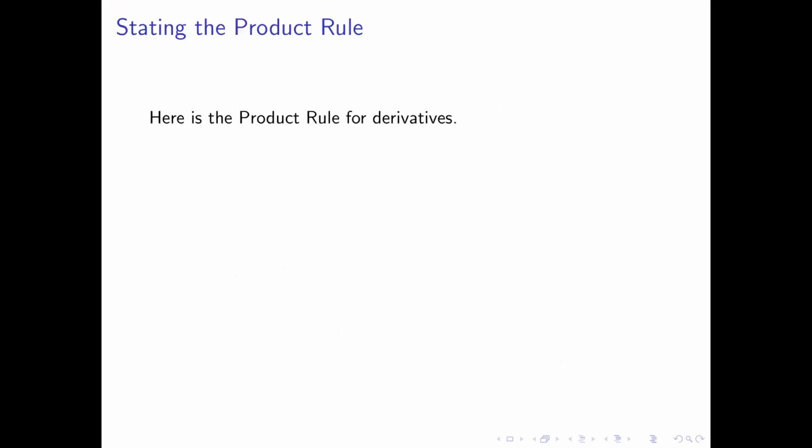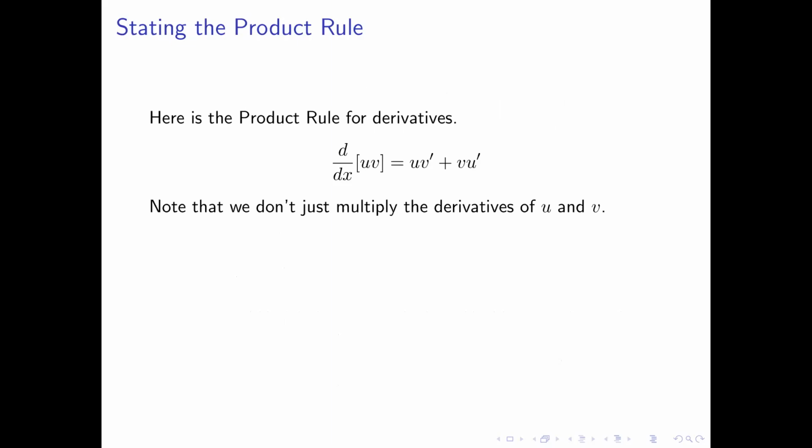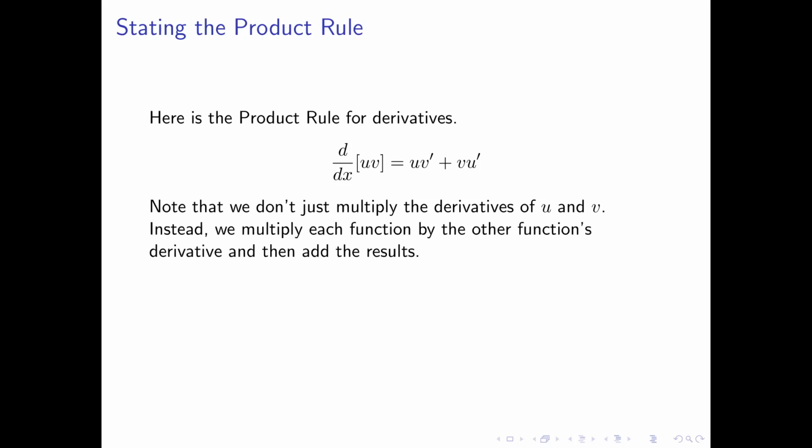Let's state the product rule. This is the product rule for derivatives. It tells us how to find the derivative of a product of two functions, in other words, of two functions that are being multiplied together. Here's the formula. If we're taking the derivative with respect to x of u times v, again, u and v here are functions of x, then we find this by using what you see on the right: u times the derivative of v plus v times the derivative of u. The big thing to note here is that we're not just finding the derivatives of u and v and multiplying those together. The product rule is more complicated. The way it works is that we multiply each function that we're starting with by the derivative of the other one, and then we add the results of those products.